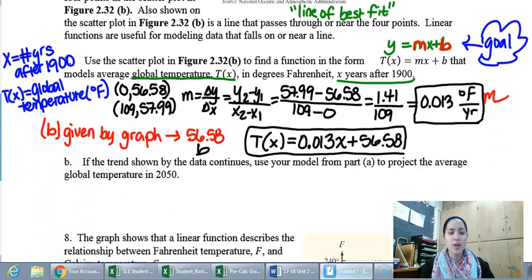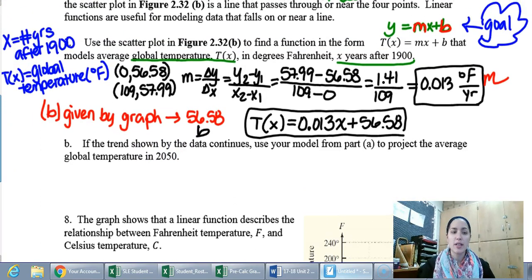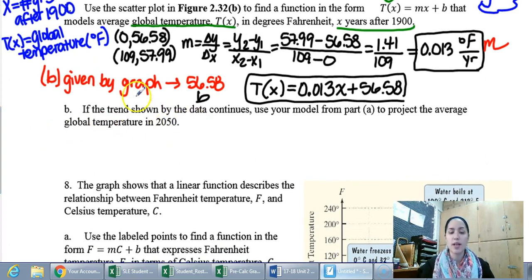We have a couple follow-up questions here. It says, if the trend shown by the data continues, use your model from part A to project the average global temperature in 2050. Well, my 0 year is 1900. So before I can plug anything in, I need to subtract. So I need to do 2050 minus 1900.